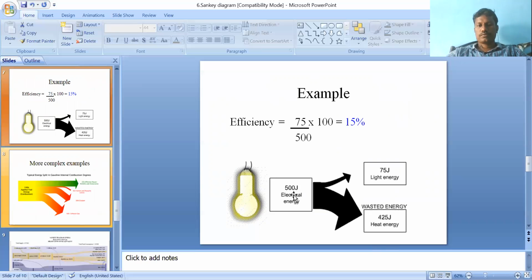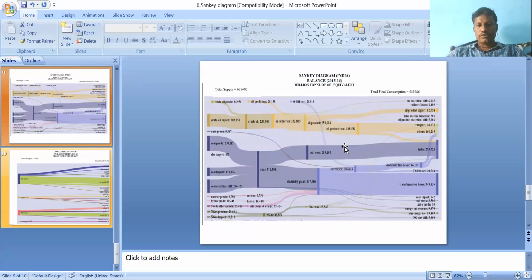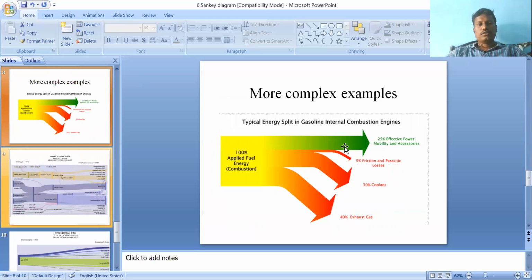Okay. So then we get the efficiency. The output of the bulb is 75, and the input given is 500. The efficiency of the lamp is 15%. Like that we calculate efficiency also. So it is a simple diagram about the Sankey diagram.